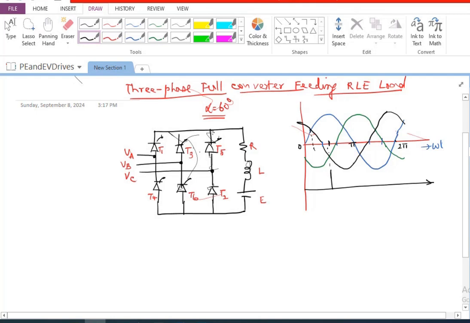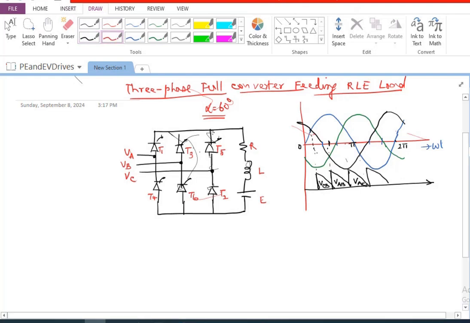I'm going to have, for the next 60 degrees until here, VAB. And until here, I'm going to have VAC. And before that, for 60 degrees, I'm going to have VCB and so on. So I'm going to have this as the voltage output. So this is VCB, this is VAB, this is VAC, and so on.